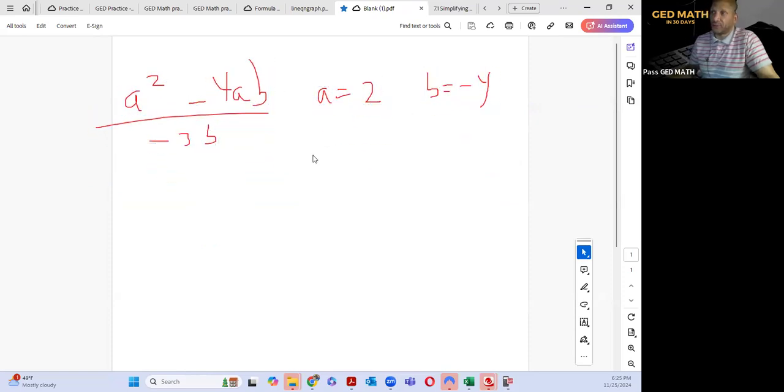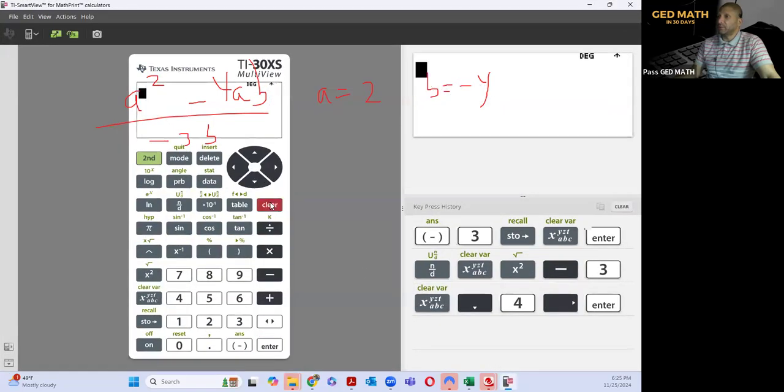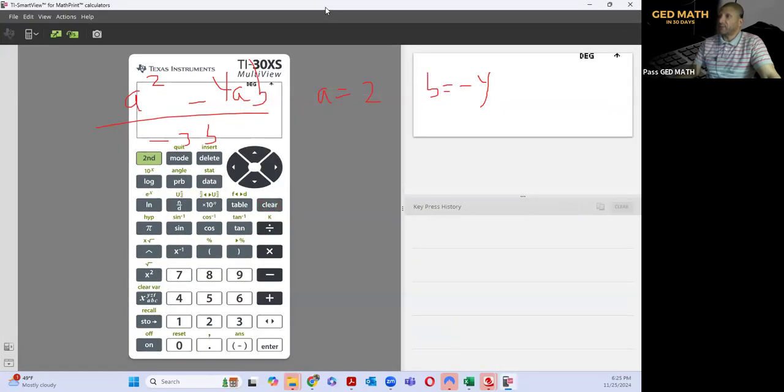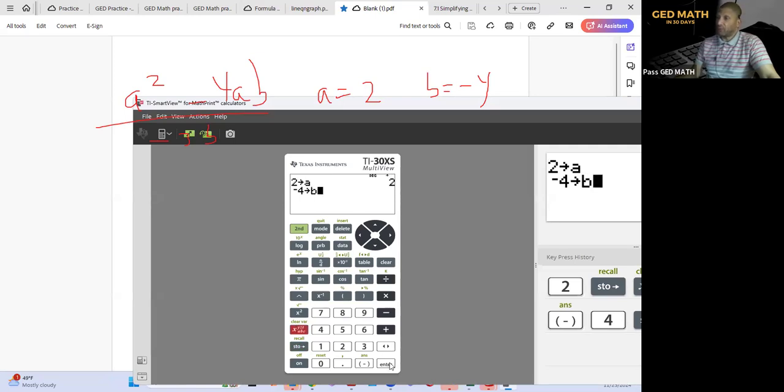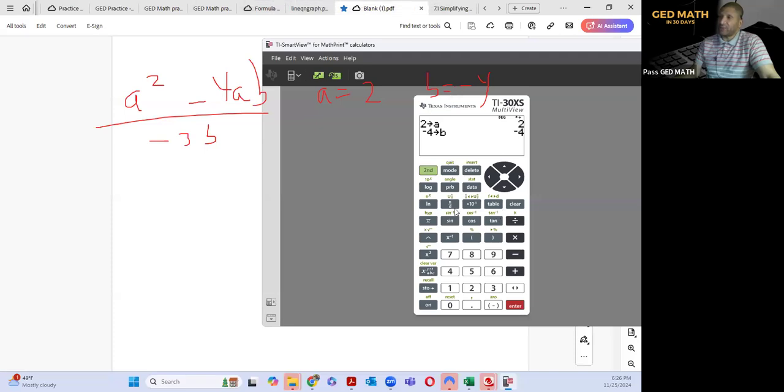We have two variables. So you grab your calculator, and my computer just froze. There we go. You grab your calculator and you store A is 2. So 2, store. You hit the variable button several times until you see A. You hit enter. -4, you're going to hit the store button, and hit the variable button several times until you see B. Press enter.